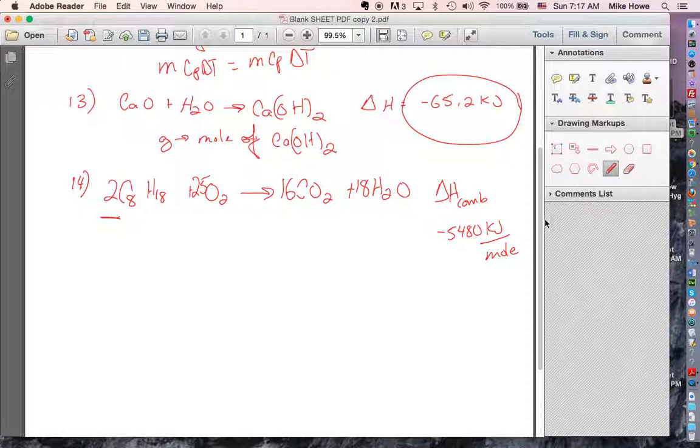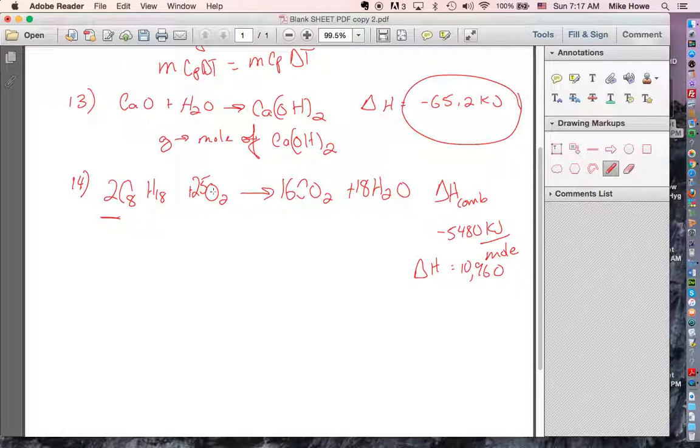So that means in this particular reaction, as we have written it, this 5,480 kilojoules per mole is going to need to be doubled, because there's a 2 in front of the octane, and this is per 1 mole. So it'd be 10,960. So for this particular reaction, delta H equals 10,960.